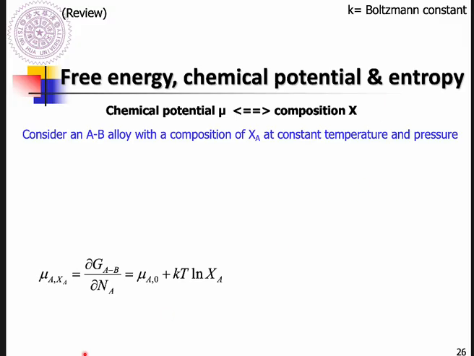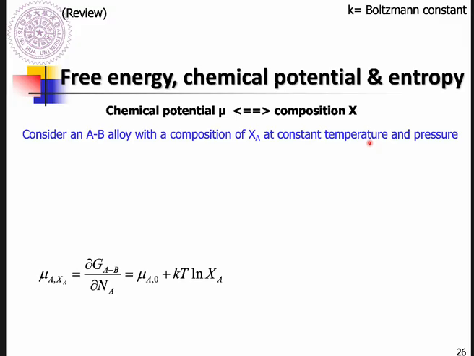So I'm going to show you how to derive how the chemical potential changes with composition XA. This is our final goal, the final result. But first, a quick review. I'm going to show you how to derive this equation. So consider we have an AB alloy with the composition XA at constant temperature and pressure, constant T and P.